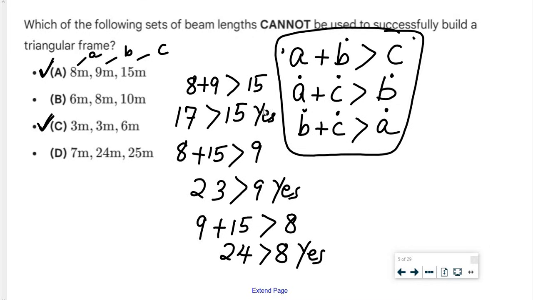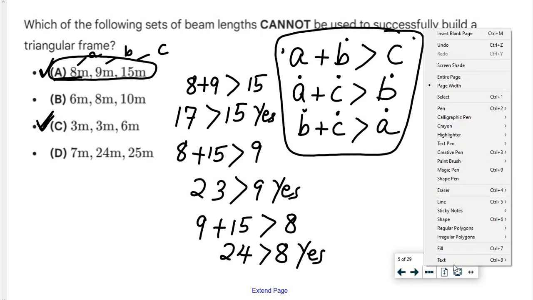So that means these 3 conditions are satisfied, meaning that these sides here can be used to successfully build a triangular frame. Let us talk about option C here and see if it satisfies the 3 conditions.